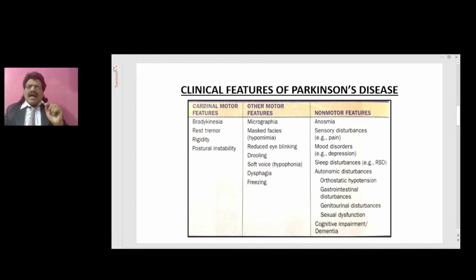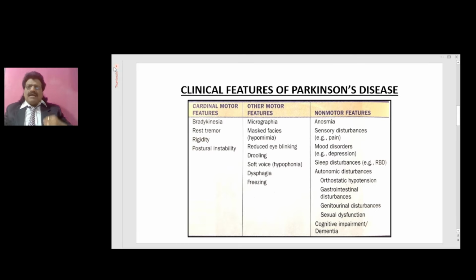Second, R, rigidity. They have rigidity, especially cogwheel rigidity. What is cogwheel rigidity? They have a lead pipe rigidity superimposed with tremor. Lead pipe rigidity means the rigidity will be present throughout equally. It affects both flexors and extensors equally, and the rigidity is also equal throughout. That's why it's compared to lead pipe.